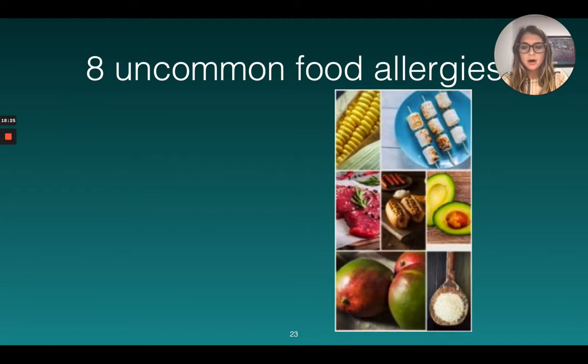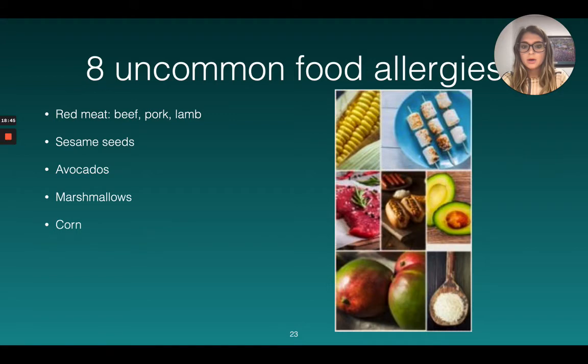And then there are also 8 uncommon food allergies that may not be as prevalent. However, it is still possible that you have a resident or someone that does have an allergy to any of these food items. So red meat, beef, pork, lamb, sesame seeds, avocados, marshmallows, corn, mango, and dried fruit. So you can see from this picture, here's the corn, marshmallows, red meat, hot dogs. Oh, I'm sorry, I did not write hot dogs. Avocados, mango, and sesame seeds. So less common food allergy foods, but still prevalent, and you may come across these allergies.